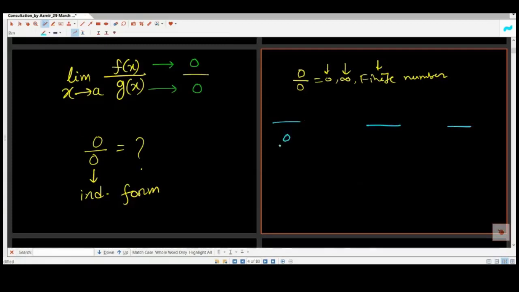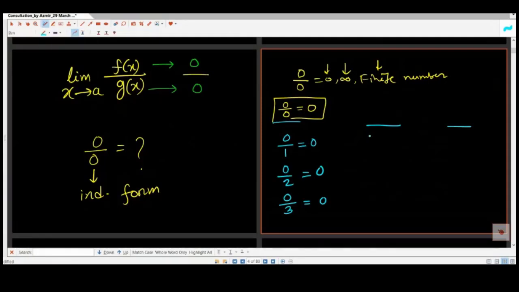Suppose we have 0 over 1. We know 0 over 1 will be 0. We have 0 over 2, the result will be 0. We may have 0 over 3, the result will be 0. So in similar fashion, if we think about 0 over 0, that can also be 0, because 0 over 1 is 0, 0 over 2 is 0, 0 over 3 is 0. So we can write 0 over 0 as 0. This is the first case.